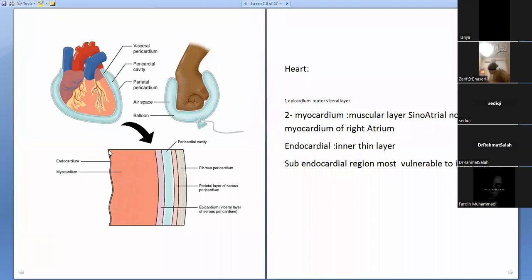Okay, the innermost layer is the endocardium. This one, the thin layer, is the endocardium. What is the significance of this layer? The area near this layer is very prone to infarction. It is the first area that gets infarcted when myocardial infarction occurs.